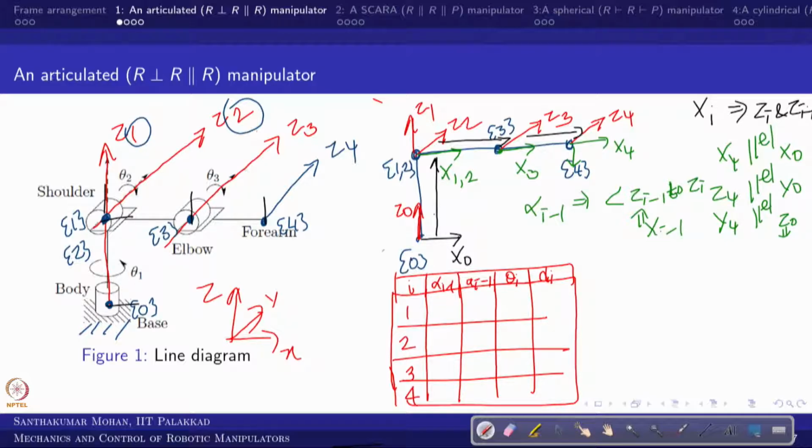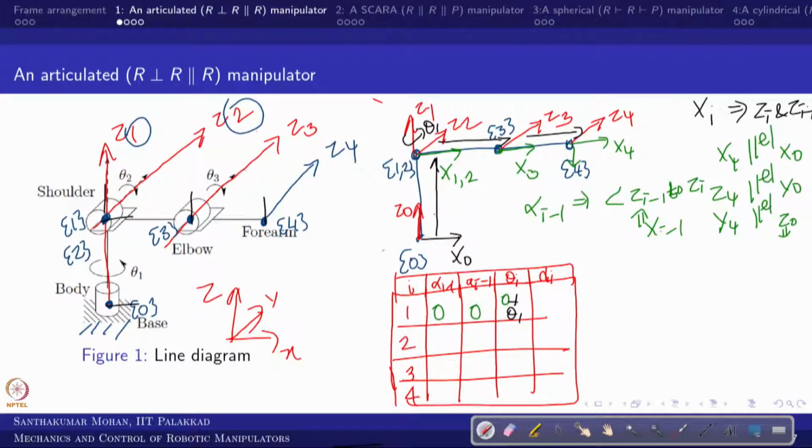So if you see here, is there any angle between z1 and z0 with respect to x0? No, right? Is there any distance along x0? No, right? But is there any angle between x0 and x1? Theoretically no, okay. But this is one of the active joints, which can have theta 1, in the sense 0 plus theta 1, okay.